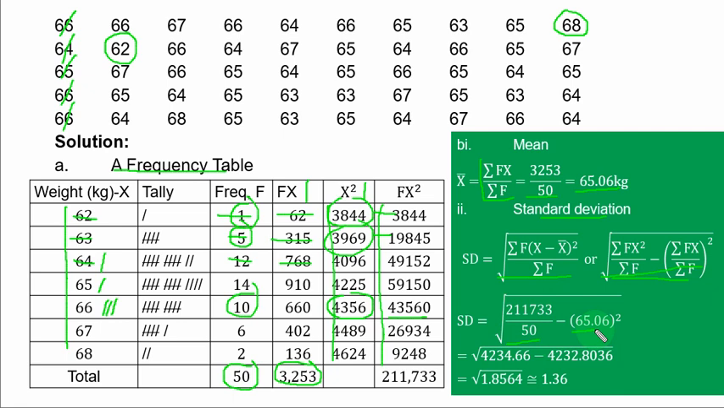You replace it with that value, you divide by 50, minus the mean 65.06 all squared, under square root. If you divide this value, you have 4234.66 minus, if you square the mean, you have 4232.8036. If you subtract, you have square root of 1.8564. To 2 decimal places, you have 1.36 as the standard deviation of the discrete data.